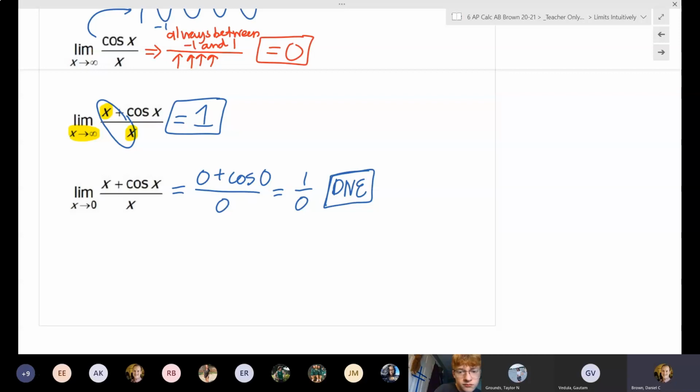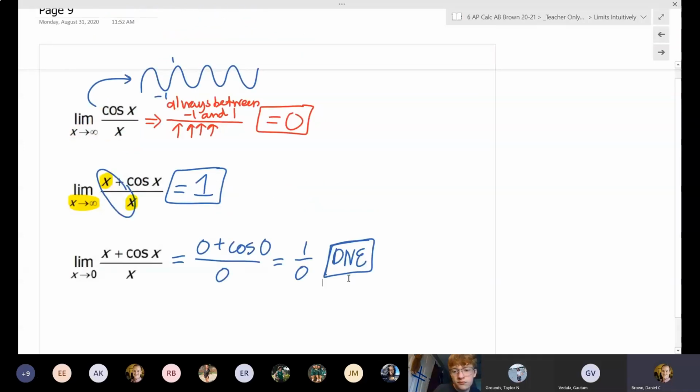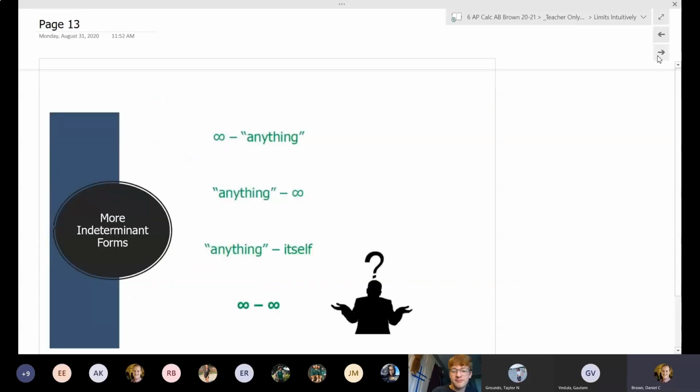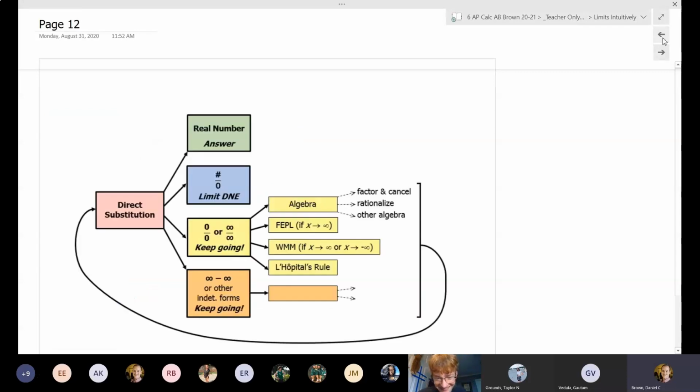I'm by no means done with these notes. I think you can tell they're a little bit weird for the most part. And I get that even though I call it limits intuitively, it's not always intuitive for students to begin with. But tomorrow we'll look at a bunch of other cases.